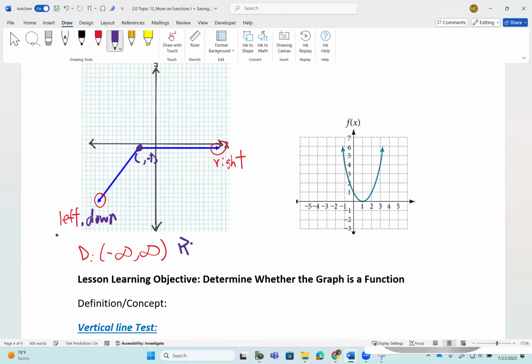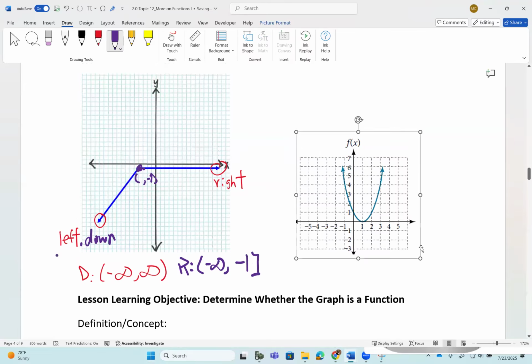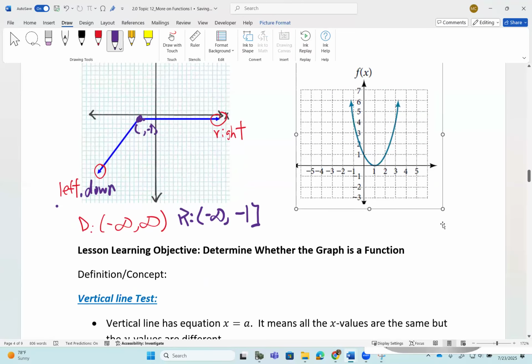So my range, technically, my y values from down to up, are coming from -infinity all the way up to -1, because once it reaches -1, it stays horizontal. Remember when we reviewed horizontal lines, all the y values are the same, right? Now, in this case, it's -1 using brackets. Okay. Now, this one is a parabola.